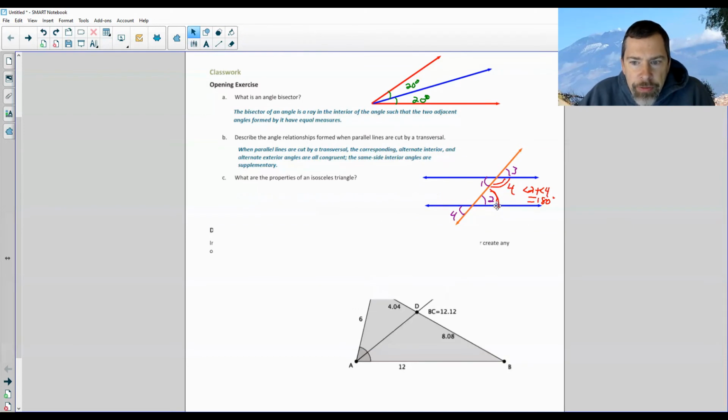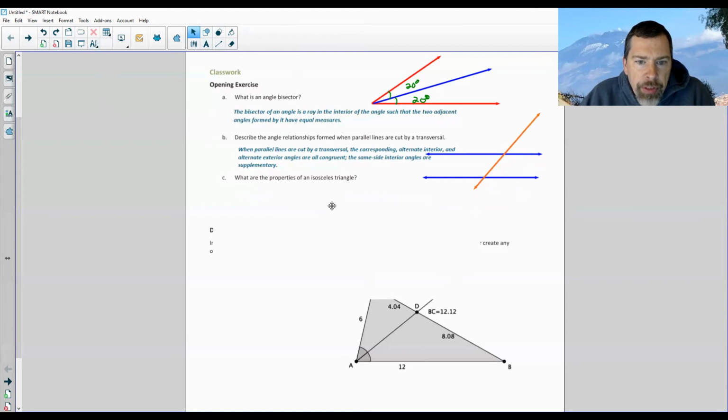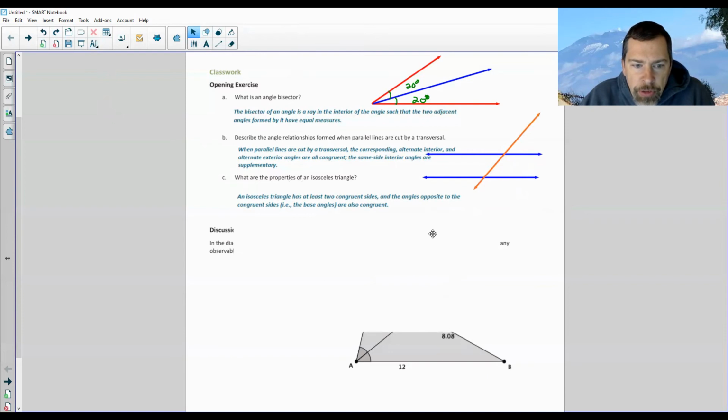And then finally, let's get these out of the way here. What are the properties of an isosceles triangle? So an isosceles triangle has at least 2 congruent sides and an angle opposite to the congruent sides. The base angles are also congruent.